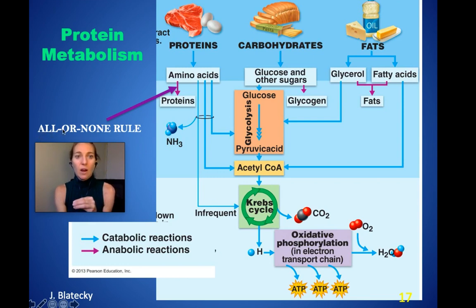Now I have this all or none rule. What this says is that, let's say you need 15 specific amino acids to make a protein. If you have 14 out of those 15, you can't make that protein. And those amino acids will just go back to our amino acid pool and we'll use them to make a different protein. So we have to have all those amino acids present to make a protein because we don't store proteins. We don't store amino acids.